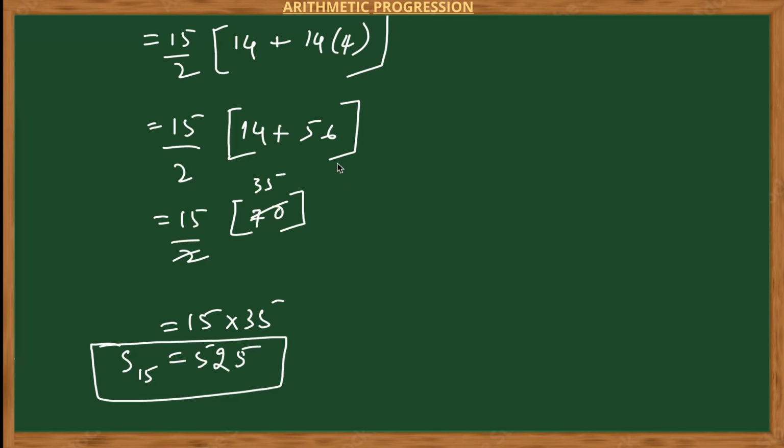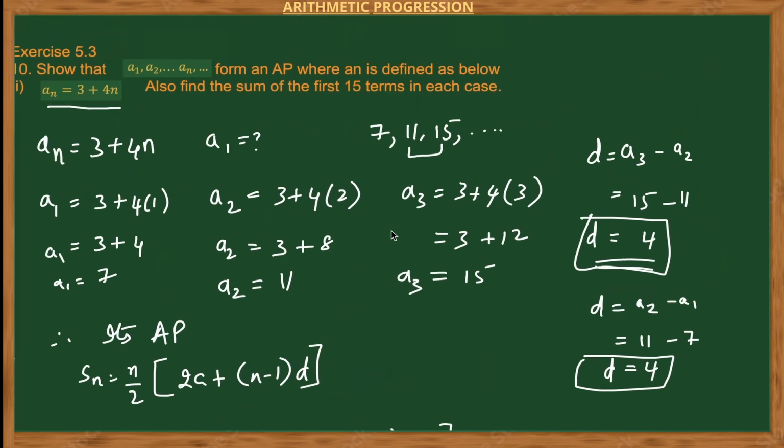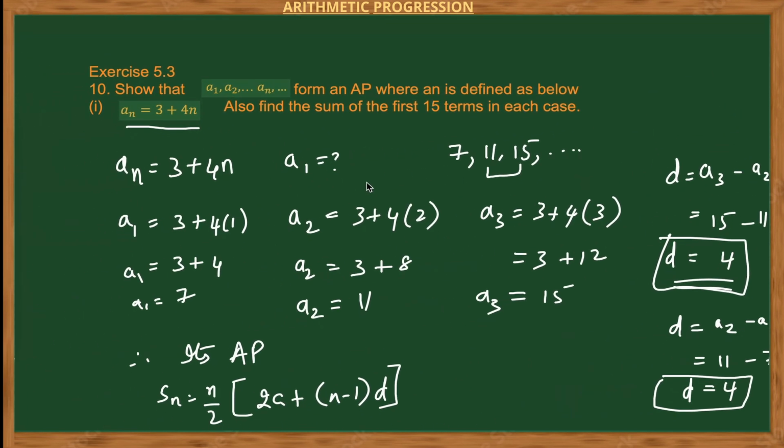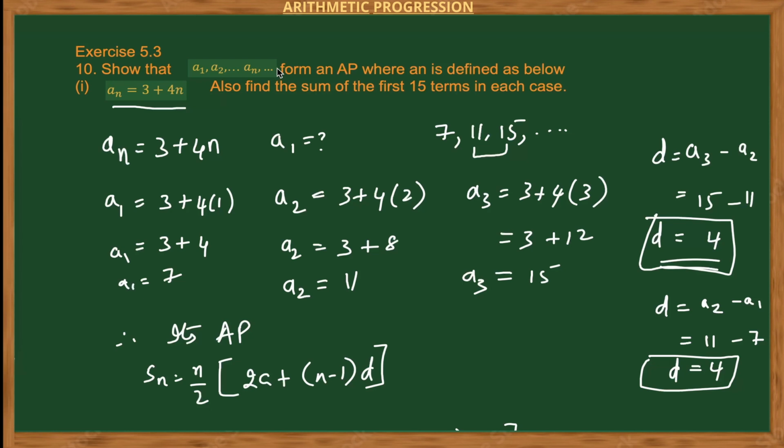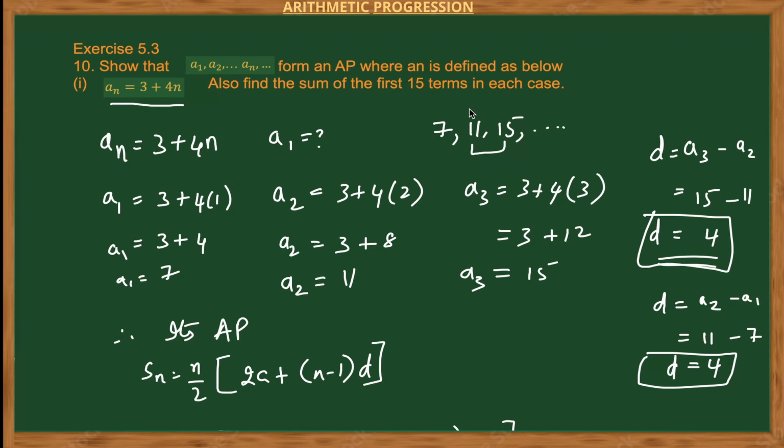Okay, so what else has been asked here? We have found the sum of the 15 terms. Let me repeat here. We need to first form the arithmetic progression, because the data is not given. To find the sum, we need to find the first term and the difference. It says that the nth term will always be of this form, a n is equal to 3 plus 4n. So any number in this particular sequence, the arithmetic progression, will fulfill this condition.